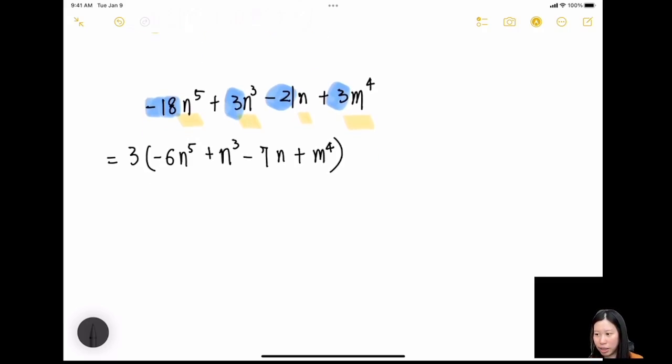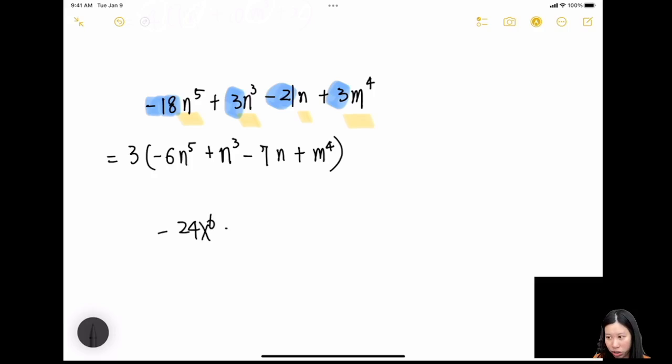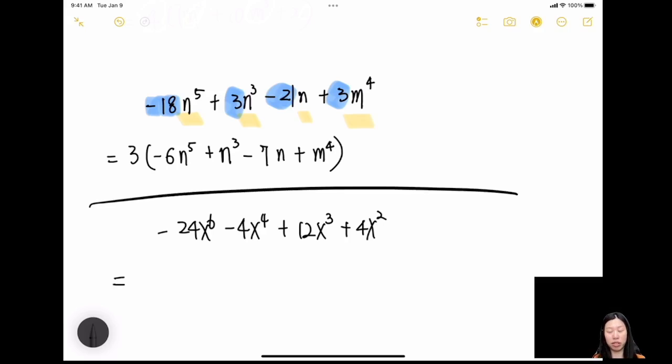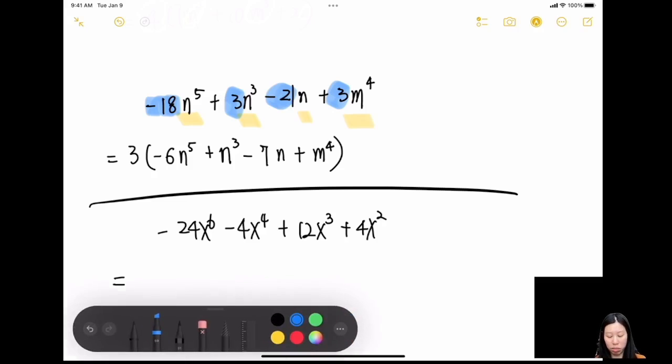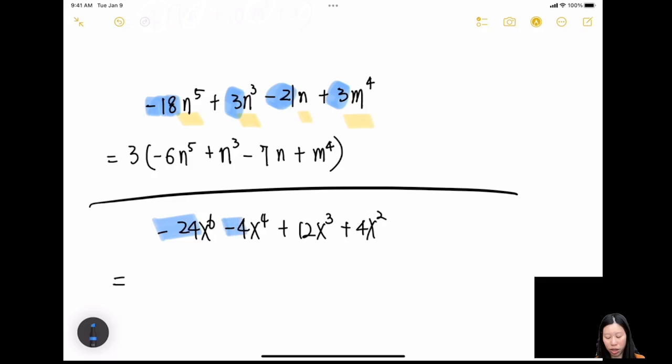Okay, another one would be negative 24x to the sixth minus 4x to the fourth plus 12x to the third plus 4x squared. Okay, for this one, you can pause the video and try to do it by yourself. For me, you can either factor the letter first or factor the number first, either way. So for me, let's do the number first. We have negative 24, negative 4, 12, and 4. What will be their common factor? It would be 4. They can all divide by 4.